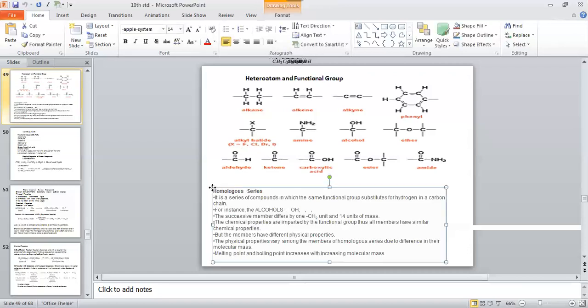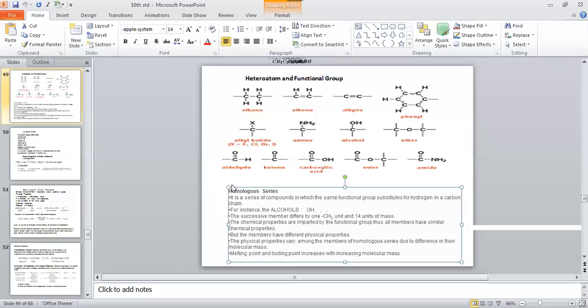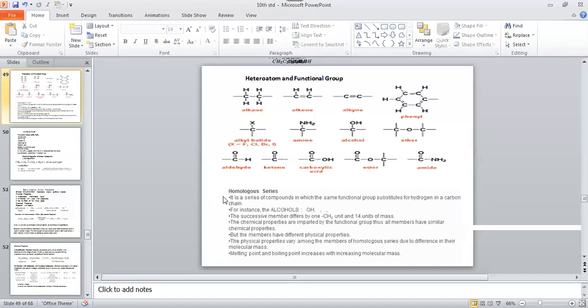Next point is to study the homologous series. So what is a homologous series? It is a series of compounds in which the same functional group substitutes the hydrogen in a carbon chain. For example, here alcohols contain the OH group. Successive members differ by a CH2 group, which has mass 14, that is carbon atomic weight 12 and hydrogen 2, therefore a total of 14 unit mass.